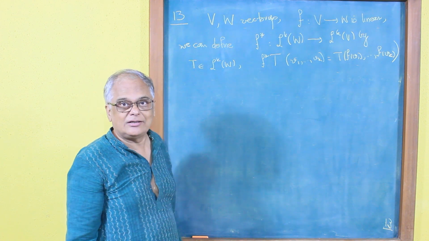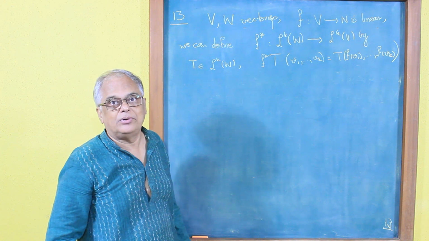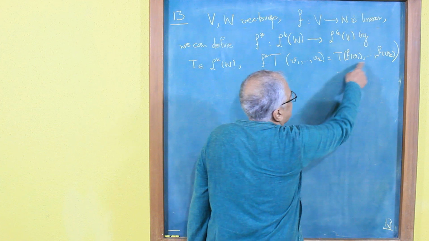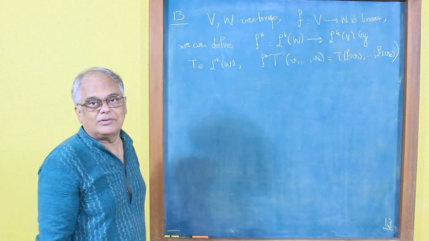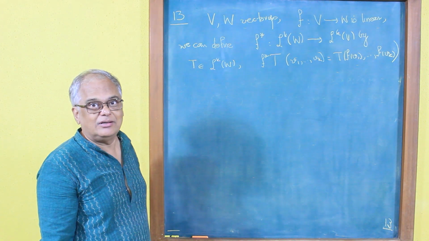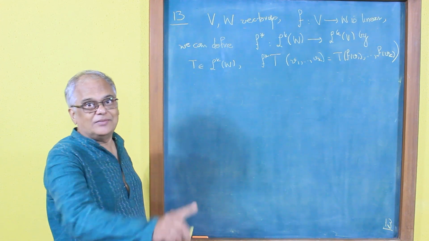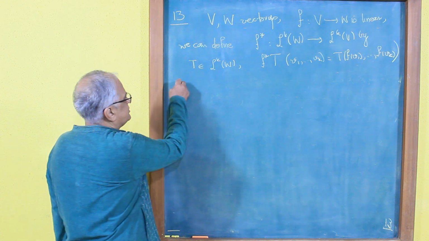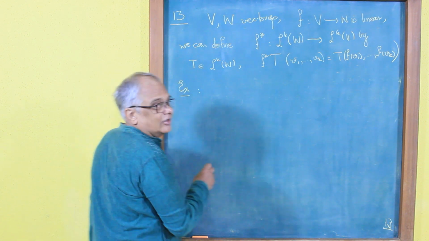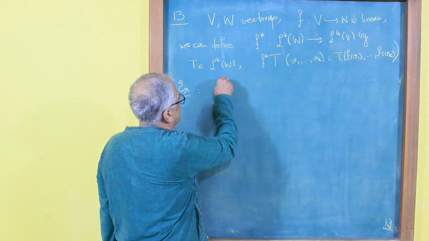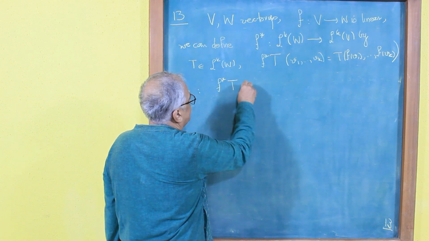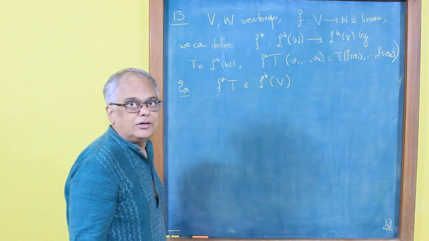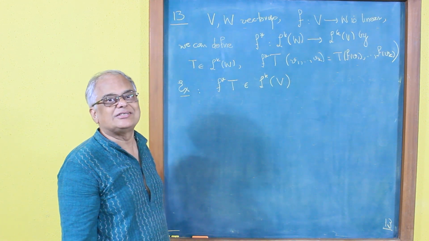That means T is a k-multilinear map on W. And I define F star T to be a k-multilinear map on V by what it does to k vectors in V: it takes T of F(v1), ..., F(vk). Where are the F(vi)? They are in W, so T of these k elements in W makes sense. So the first exercise you must verify is that F star T is in L^k(V).